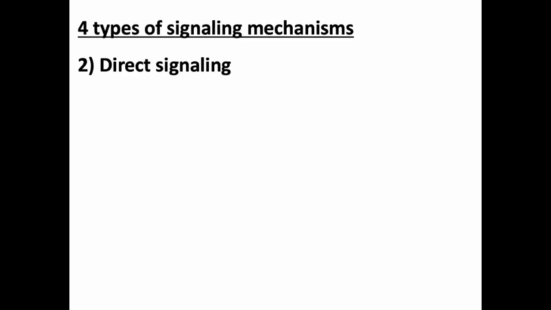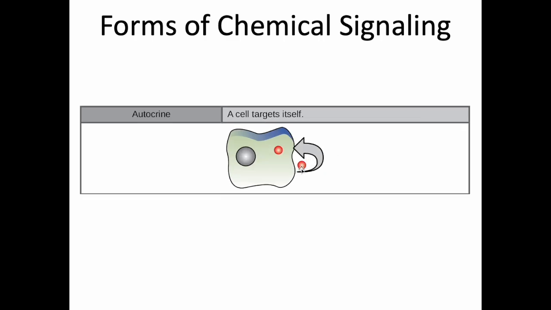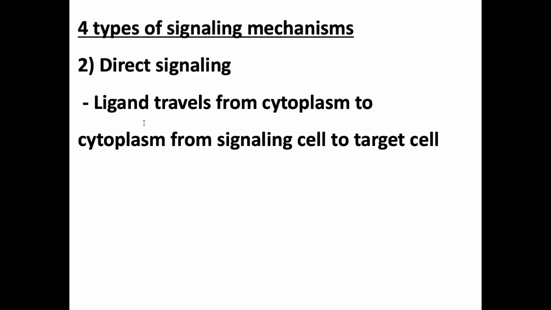Mechanism number 2, direct signaling. So once again, I got a figure for this. As the name implies, direct signaling is just 2 cells that are directly talking to one another. Usually this ligand in our other forms of communication has to travel some sort of distance, has to float around to the other cell. In direct signaling, the 2 cells are directly touching one another. The ligand is sent from one cell directly to the other. Here's my summary. Ligand travels from the cytoplasm to cytoplasm, from signaling cell to the target cell.